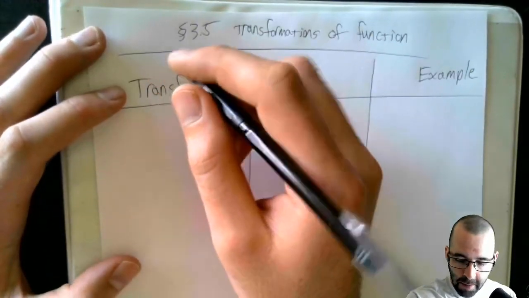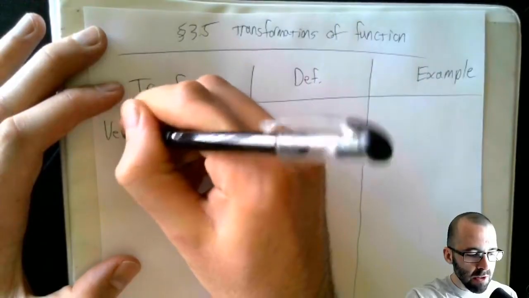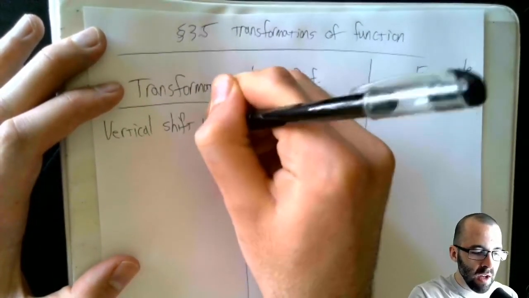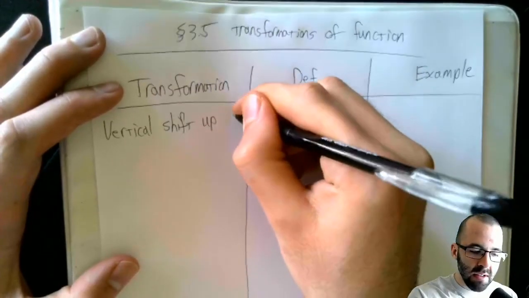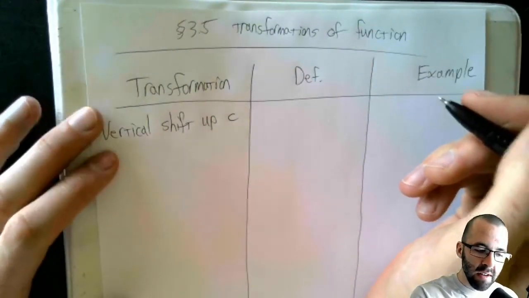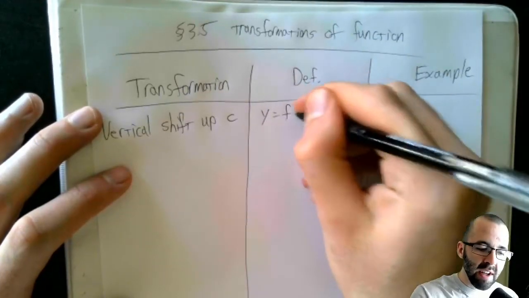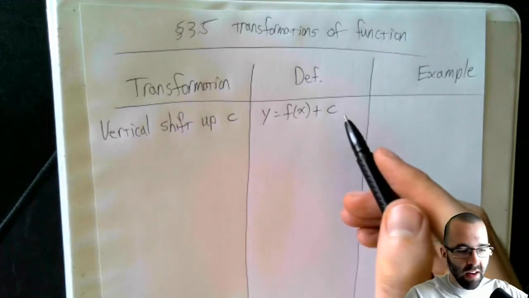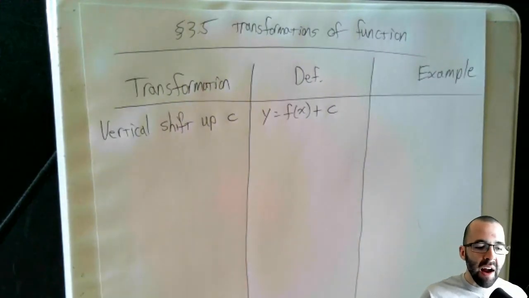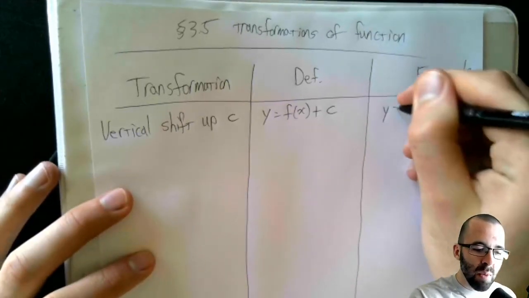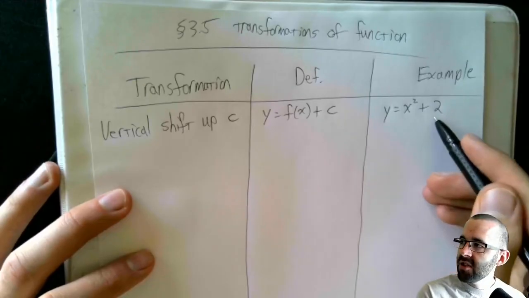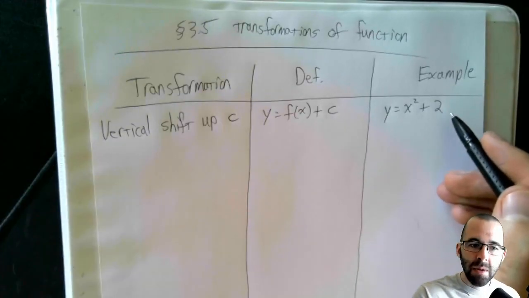Vertical transformation. Vertical shift up C. What that looks like is you have a function and you add a number at the very end. That's going to move the whole graph up C units. So for an example, we can use something we just talked about. If you have a parabola and you just add 2 to the end, it moves it up 2.